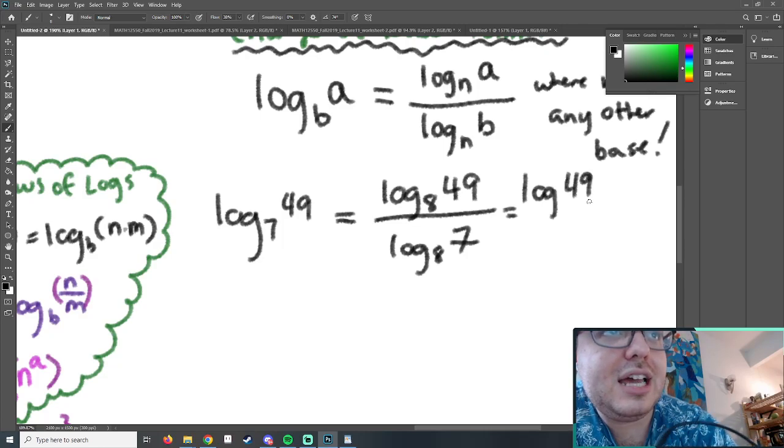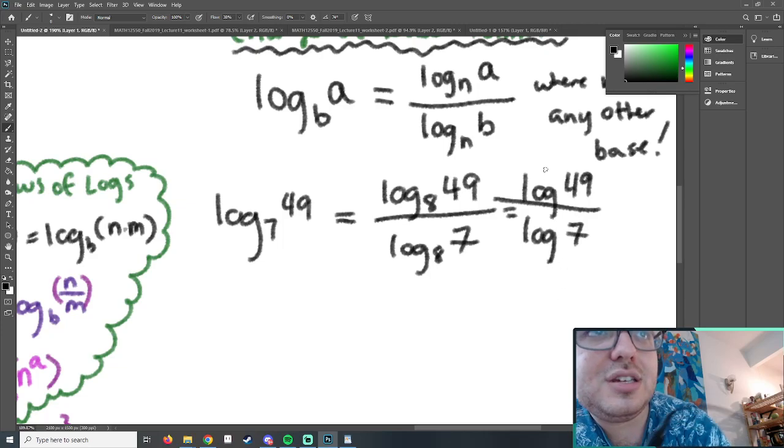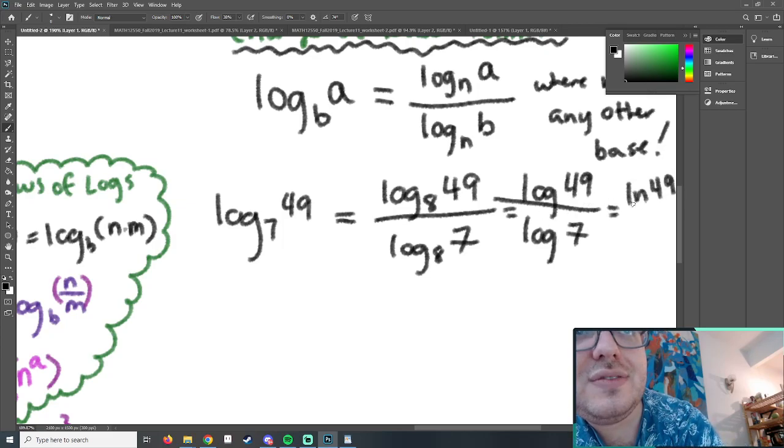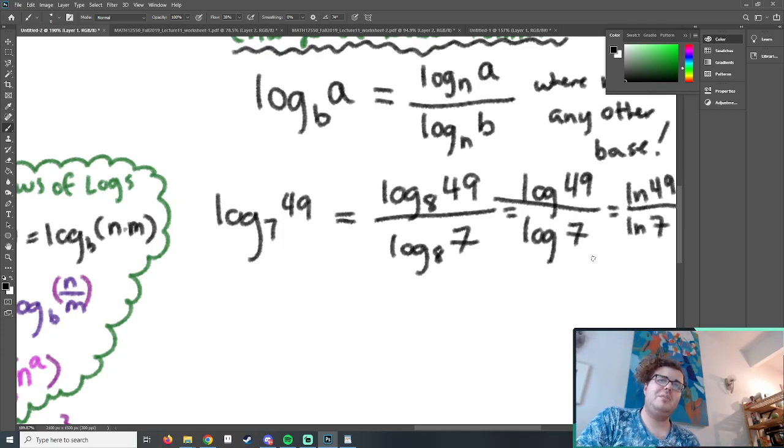So this is the same thing as just log 49 over log 7. This is what you would normally do in a calculator to calculate log base 7 of 49. You would do log 49 divided by log 7. You could also do ln 49 divided by ln 7. All of this means the same thing as log base 7 of 49, which I think is wild, because why the heck would that work?